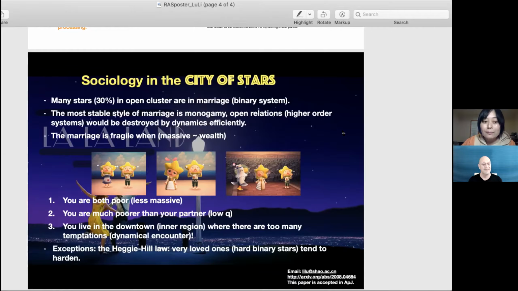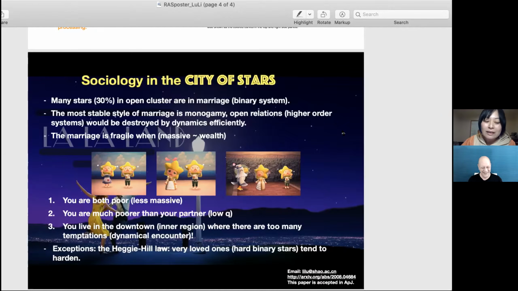And we found that the most stable style of marriage is the two-body system. The higher-order systems will be destroyed efficiently by dynamics in the early stage of the open clusters. The marriage is fragile when you compare the mass to your partner and you are much less massive, that is, the binary has a very low mass ratio. And if you live in the downtown, the inner region, well, there are too many temptations, so your marriage will be very fragile.